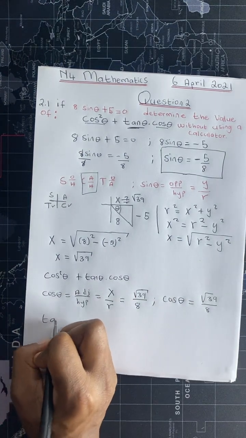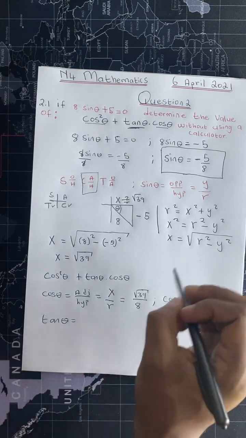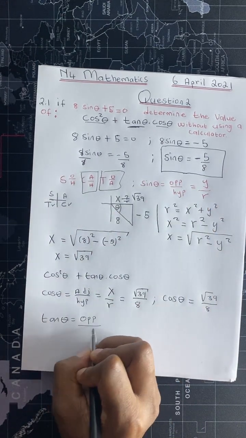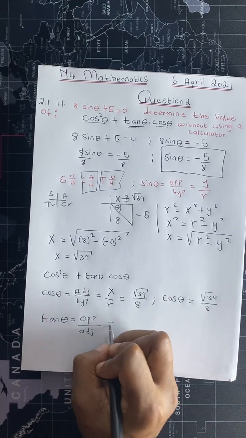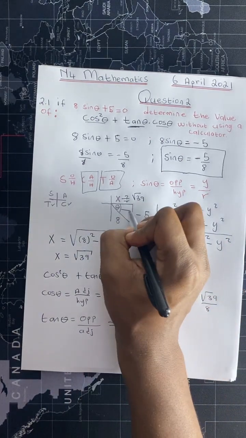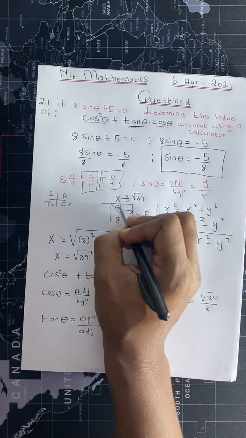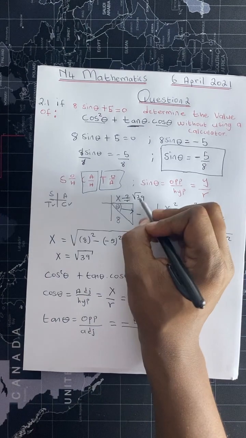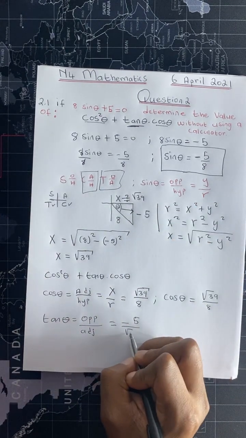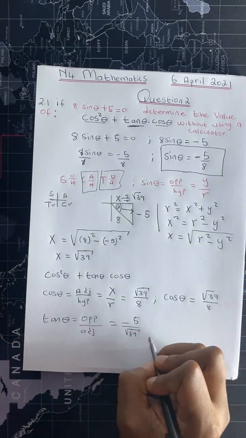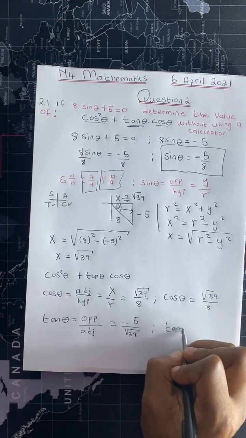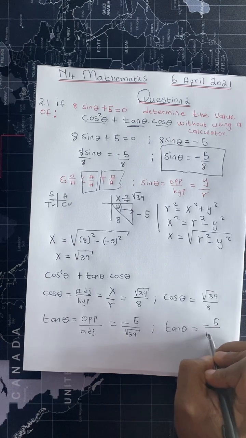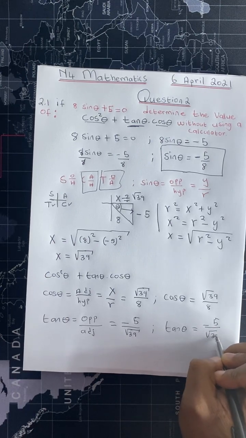So tan theta is equal to opposite over adjacent. Our opposite side from that angle is negative 5, and the adjacent is equal to the square root of 39. So tan theta is equal to negative 5 divided by the square root of 39.